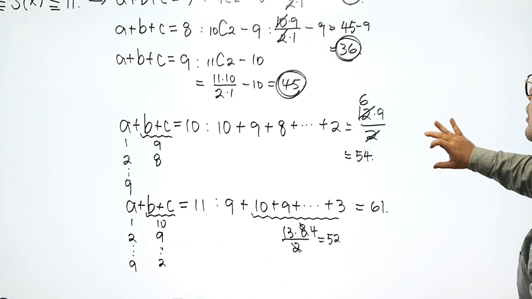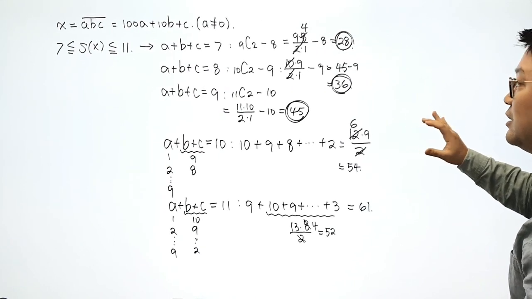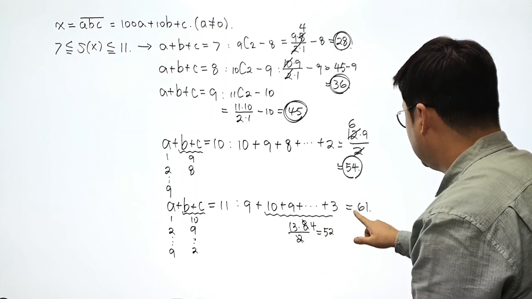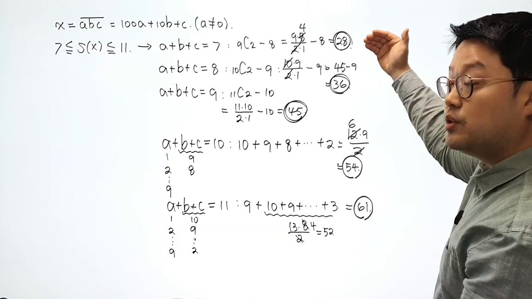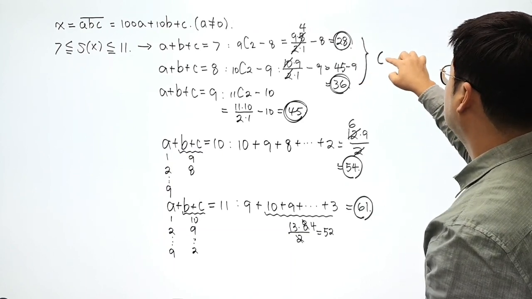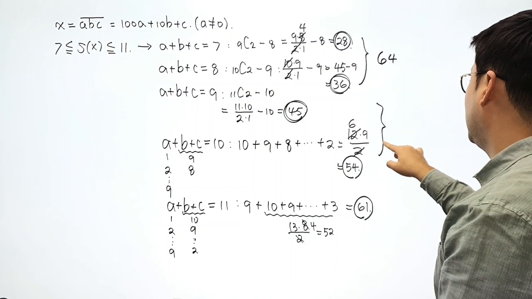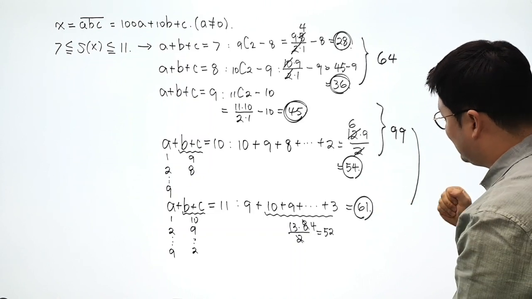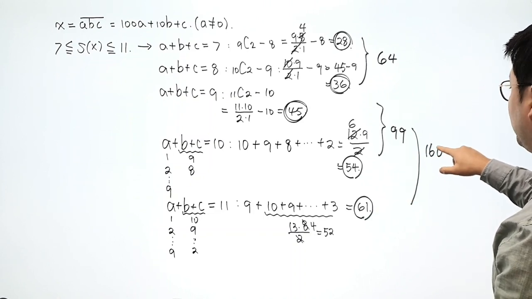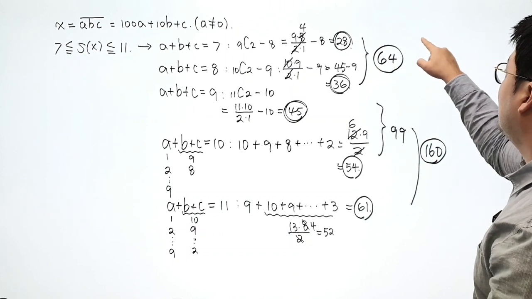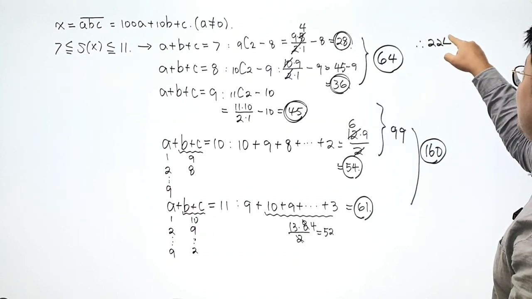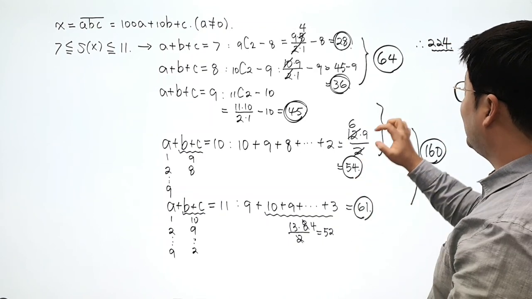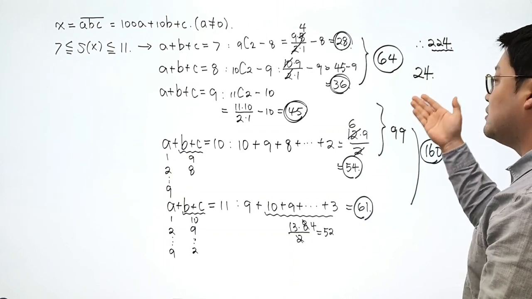Okay, so here we go. Let's converge all of those answers together. Adding up all these numbers, I got 54, 61, 45, 36, and 28. If you add up these numbers, it becomes 64, and that becomes 99, and we got 61 out there. If you add up 99 and 61, we get 160. And if you add 160 and 64, we end up getting 224. The problem was asking us to find the two rightmost digits. Well, the answer is going to be 24, and this will be the answer for our question.